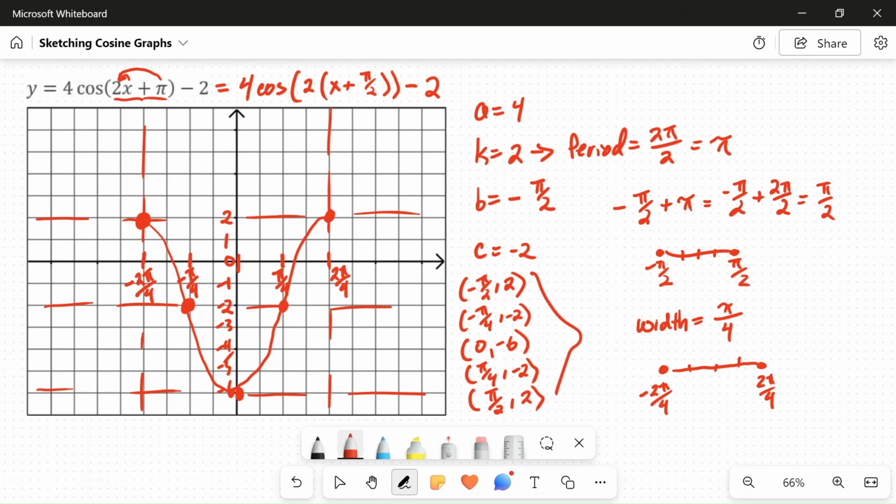So these would be the 5 points where I hit the maximums, the minimums, and then the midline. Each one of those points is a distance of pi over 4 from the previous one between each other, and it should follow maximum down to minimum, back up to maximum as we go through them.